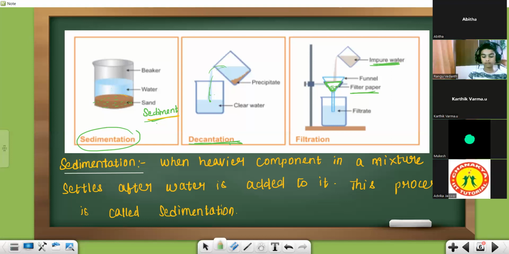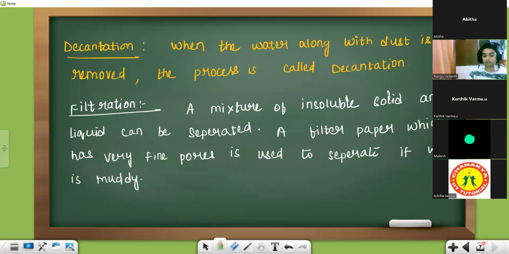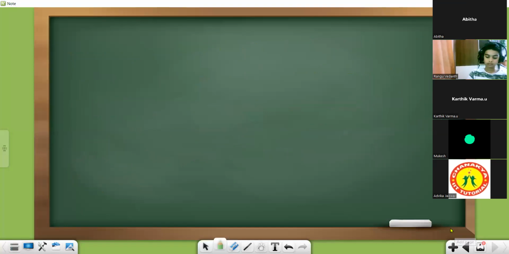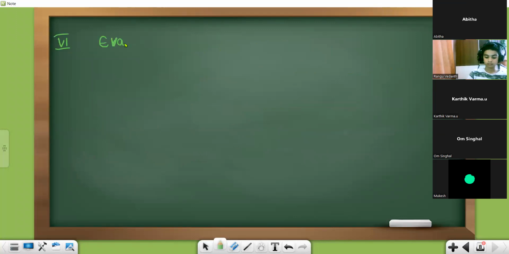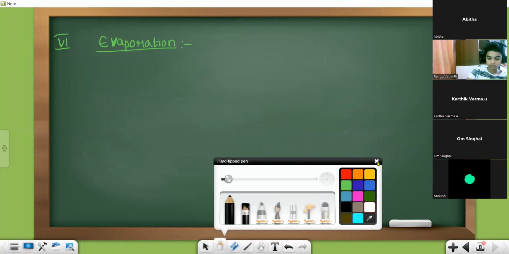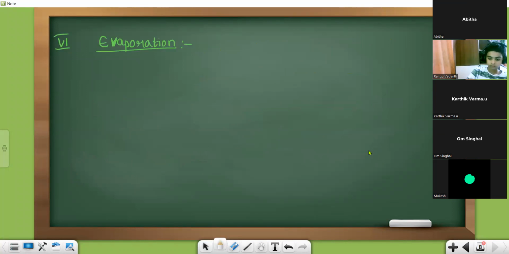Is that clear? Shall I move on to the next concept? So the next process is the sixth one, evaporation. Everybody has an idea on this, right? Evaporation is generally used as a separation technique to get the soluble substance back. Like if we mix salt and water, to get our salt back, we use the process of evaporation.